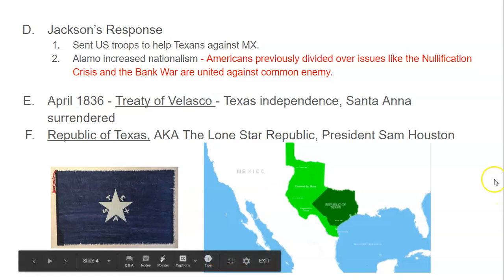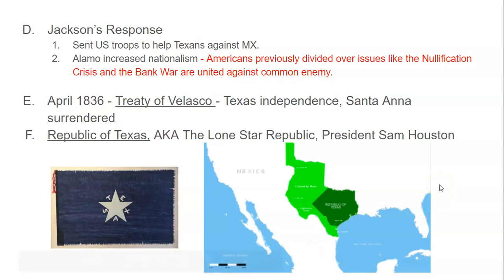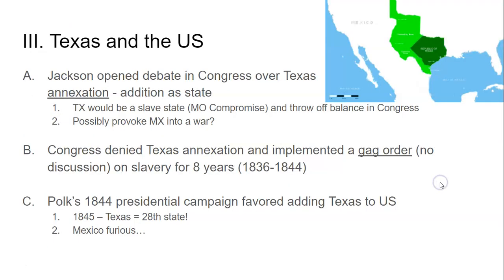Okay, but remember, at this point, Texas is an independent country. It is not part of Mexico. It is not part of the U.S. But Texas wants to become a part of the U.S. So whenever you're adding a new state to the country, Congress has to approve it. And so Jackson opened up the debate on whether or not to annex Texas. Annexation just means adding it as a state. And there were some pretty heated debates over whether or not Texas should be added.